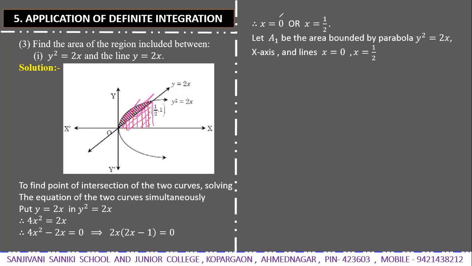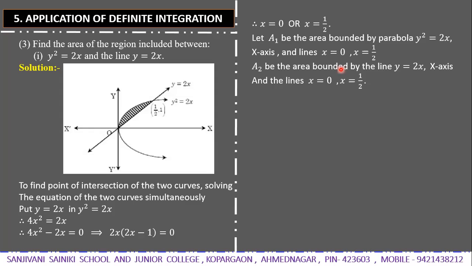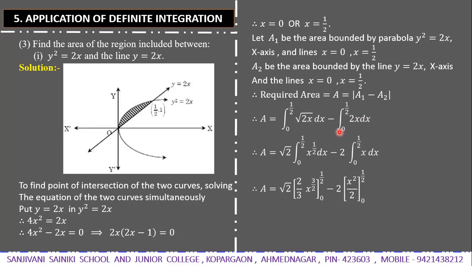So how can one do it? Let A1 be the area bounded by the parabola y² = 2x, the x-axis, and the lines x = 0 to x = 1/2. Similarly, A2 is the area bounded by the line y = 2x and the x-axis between the lines x = 0 to x = 1/2. So the actual area is given by the integral from 0 to 1/2 of √(2x) dx minus the integral from 0 to 1/2 of 2x dx. This is y for the upper curve minus y for the lower curve. Take their integrations and put upper limit minus lower limit. After simplification, you will get 1/12 square units. So the area of this shaded region is 1/12 square units.